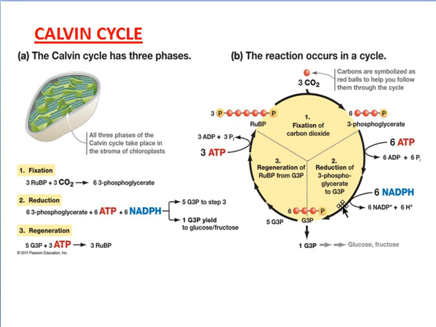glyceraldehyde 3-phosphate, right? In order to reduce these molecules, each molecule of 3-phosphoglycerate will require 1 molecule of ATP and 1 molecule of NADPH. We had 6 molecules here, so 6 molecules of ATP are converted to 6 molecules of ADP, and inorganic phosphate is liberated, and 6 molecules of NADPH are oxidized to form 6 molecules of NADP positive, and 6 protons are released.